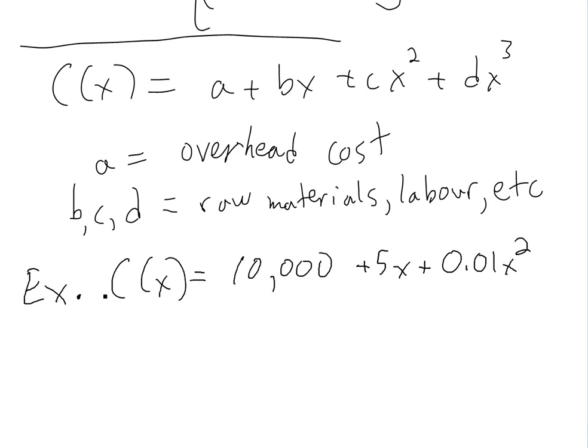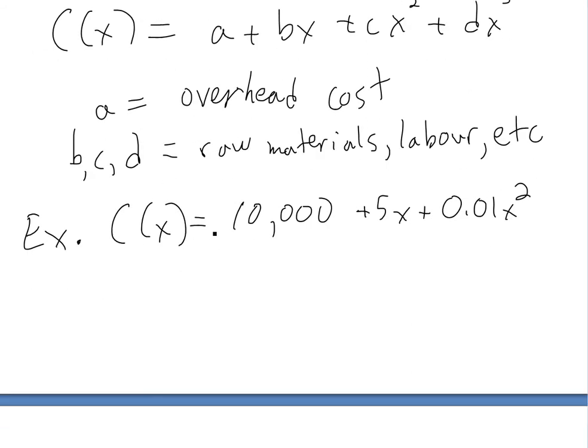So now, let's say we have an example of a company with this cost function they calculated: 10,000 dollars plus 5x plus 0.01x squared. If we want the marginal cost, we just take the derivative. In this case, the marginal cost is the derivative, so we just take the derivative.